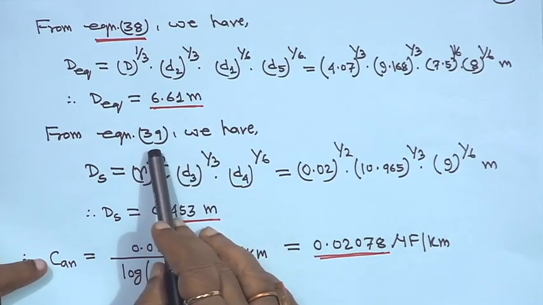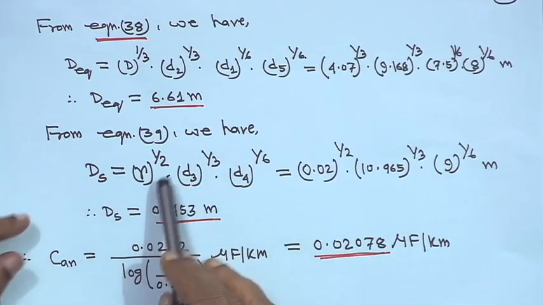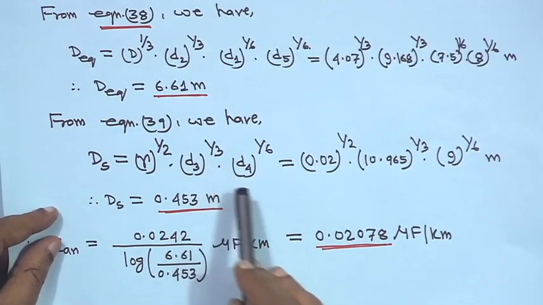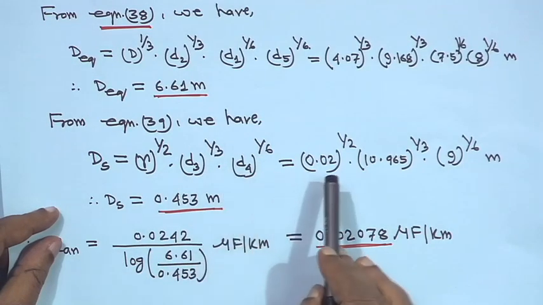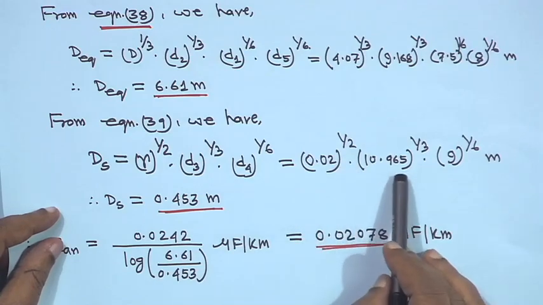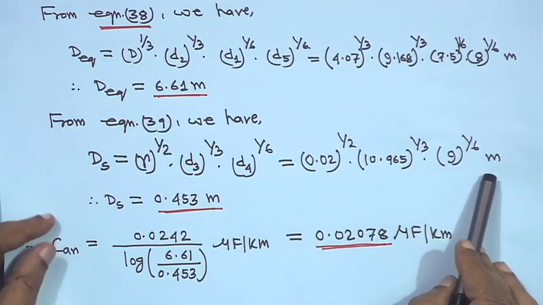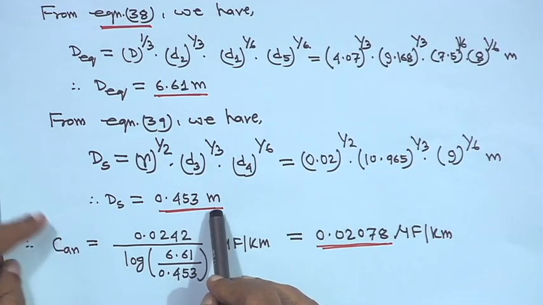Similarly, from equation 39 already we have derived, ds is equal to r to the power half, d3 to the power 1/3, d4 to the power 1/6. Substitute r, d3 and d4 here. So, 0.02 to the power half into 10.965 to the power 1/3 into 9 to the power 1/6 meter. That will give you ds is equal to 0.453 meter.